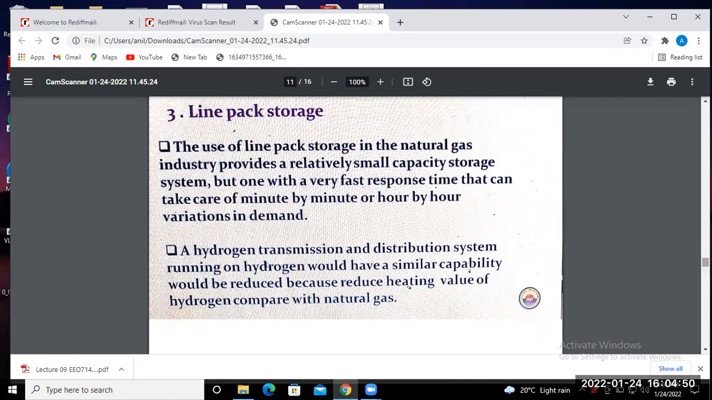A transmission and distribution system running on hydrogen would have a similar capability, but it would be reduced because of the reduced heating value of hydrogen compared with natural gas. So compared to natural gas, the capability of hydrogen transmission and distribution is reduced.